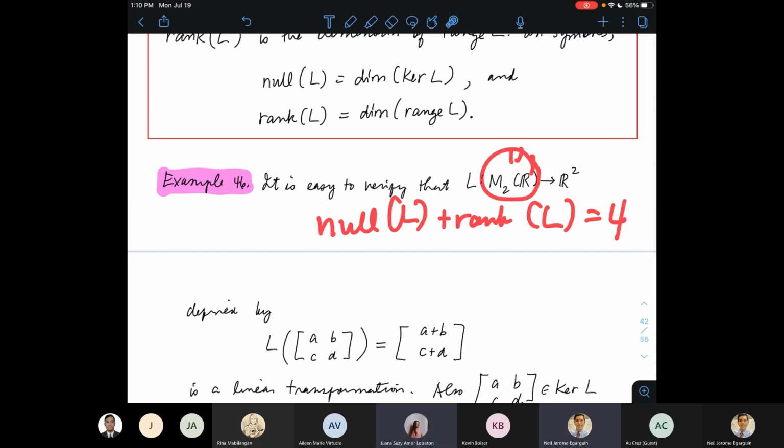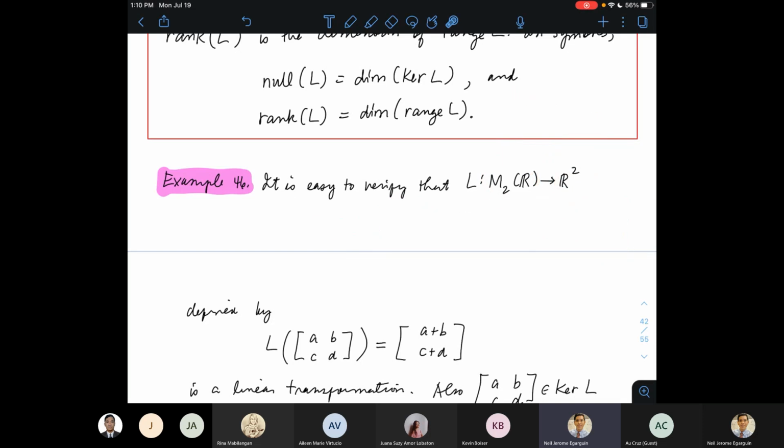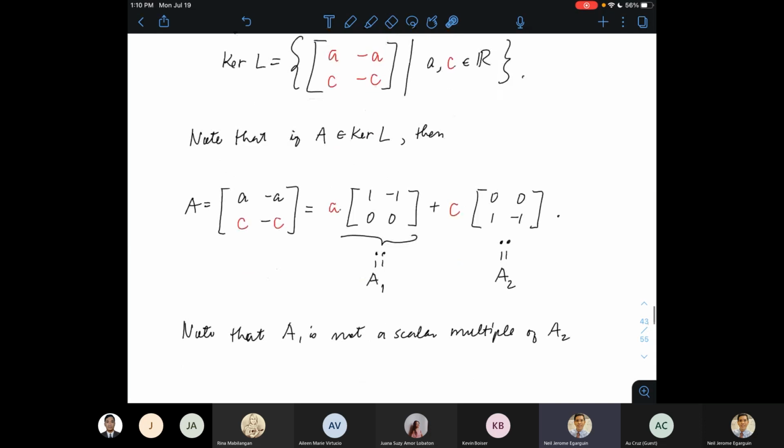Ano yung dimension ni M2? Do you remember? 4. Set of all 2 by 2 matrices. 4. And then dimension of this is 2, right? It looks like yung nullity plus rank adds up to the dimension of the domain. But just one observation. In math, we cannot draw any conclusion from that, though we kind of build this guess that the rank and the nullity must add up to the dimension of the domain.